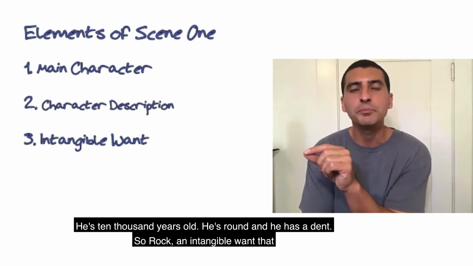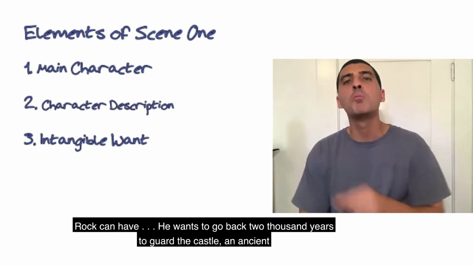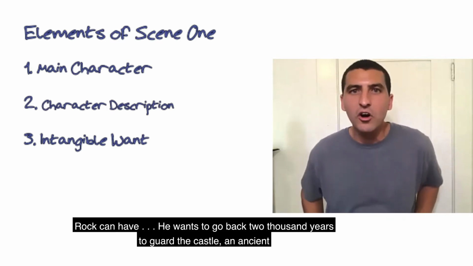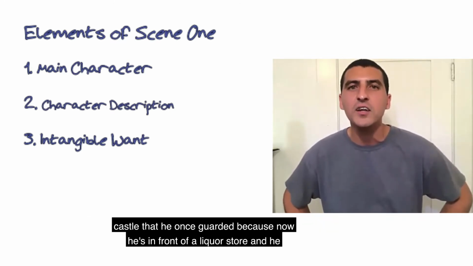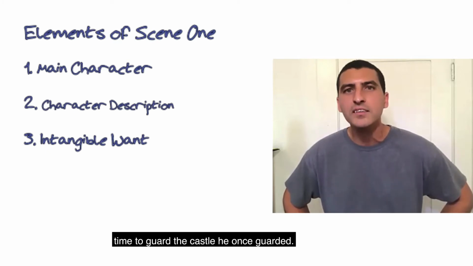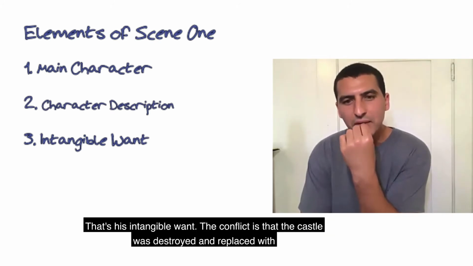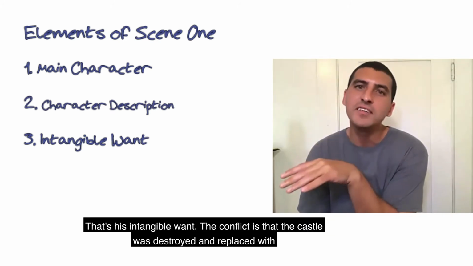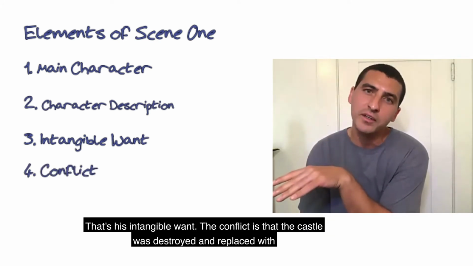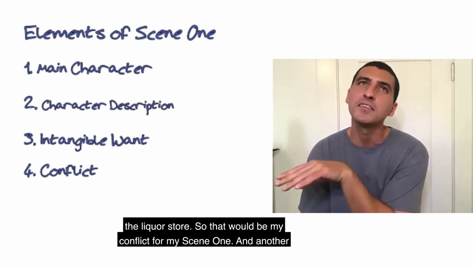So Rock, an intangible want that Rock can have, he wants to go back 2,000 years to guard the castle, an ancient castle that he once guarded, because now he's in front of a liquor store and he feels like he's lost his purpose. So his intangible want is to go back in time to guard the castle he once guarded. That's his intangible want. The conflict is that the castle was destroyed and replaced with the liquor store. So that would be my conflict for my scene one.